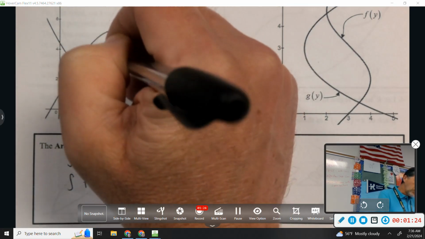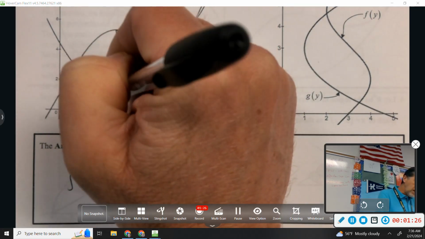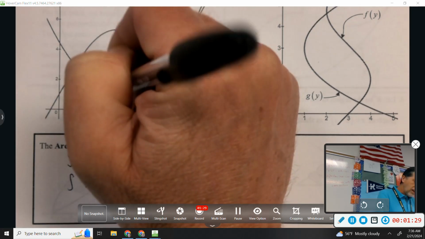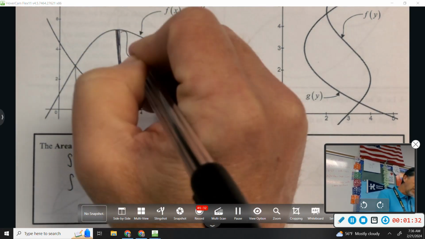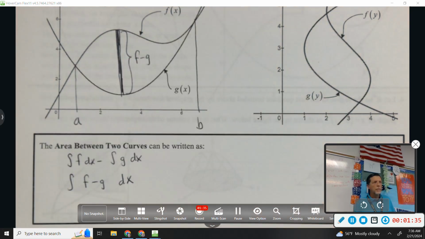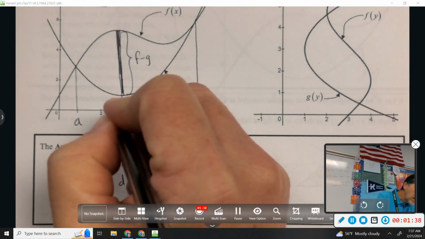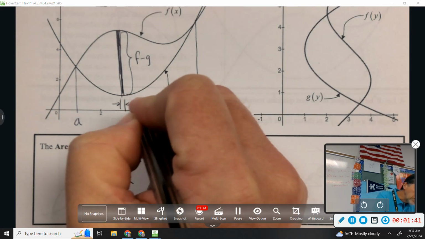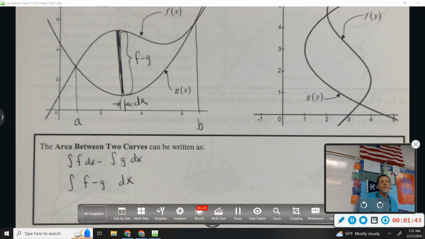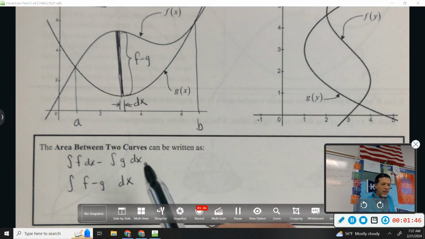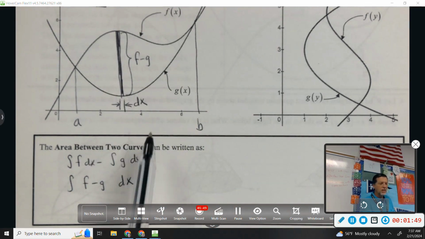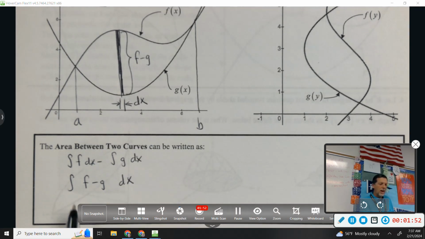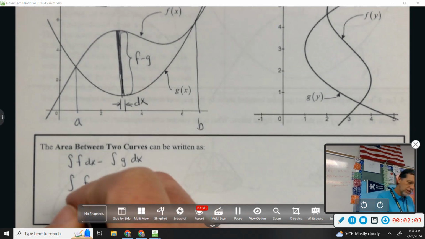If you want to sort of go through the derivation of it, each little slice has a height of F minus G and a width of what we call dx. So the area of that one little rectangle slice is F minus G times dx, base times height. And then that integral sign, it's an elongated S, which means sum. We're going to add up all of the F minus G times dx. We're going to add up all the little rectangles from A to B.